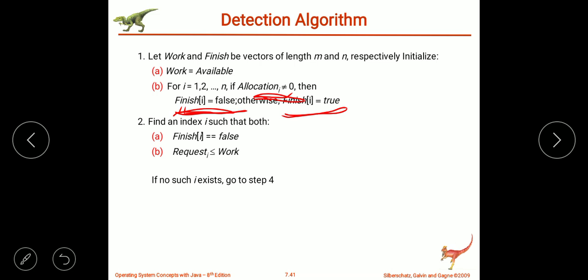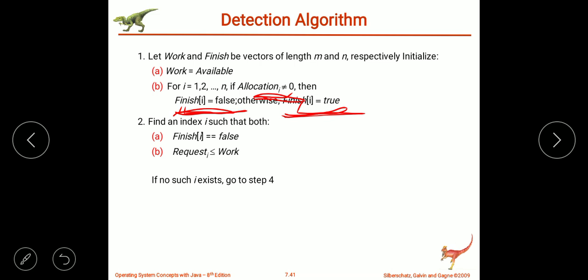So it is as good as completed. You will understand this once I explain the example, okay? If no resources are being allocated to a process, then it is as good as completed, because we cannot reclaim any resources from that process. It is not holding any resources, so we cannot reclaim it. That's why we will be setting the finish of I as true for that process.